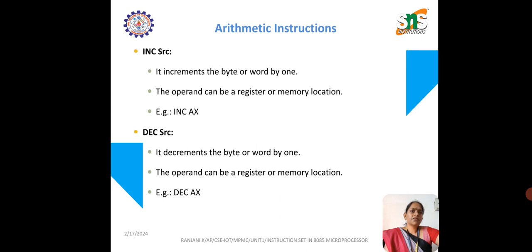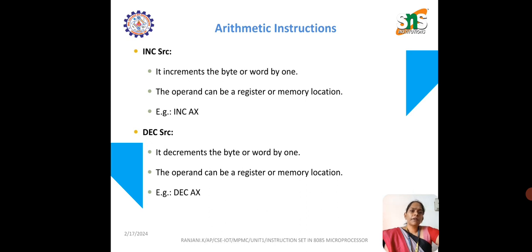And next one is your increment and decrement. So INC represents that it increments a byte or a word by 1. The operand can be a register or a memory location. For example, you can represent it as INC AX. AX represents your register value.